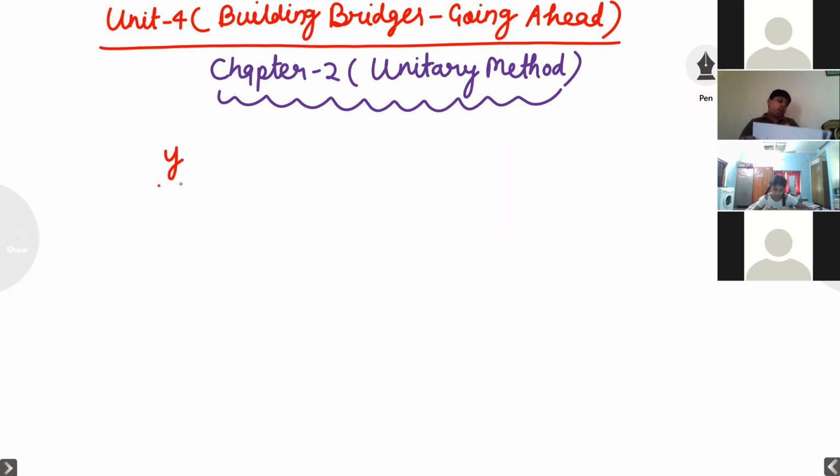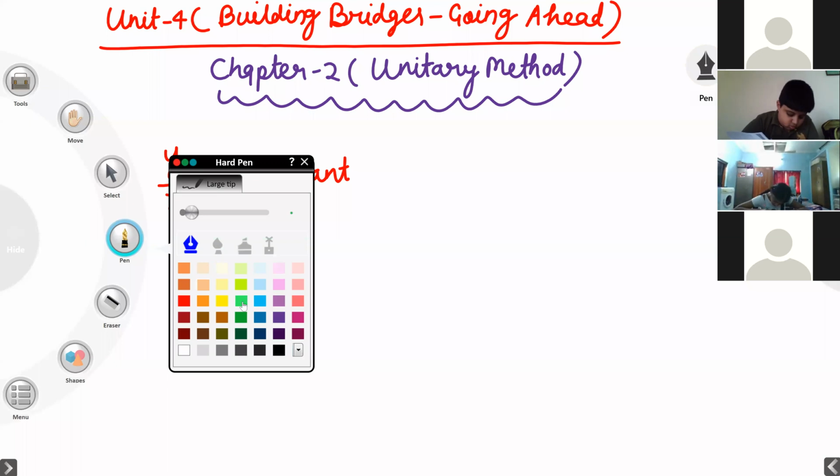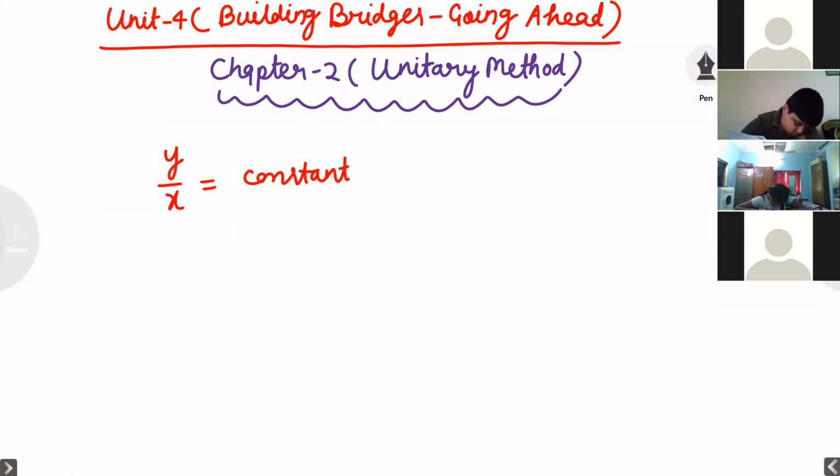Y by X is equal to constant. This is called direct variation.